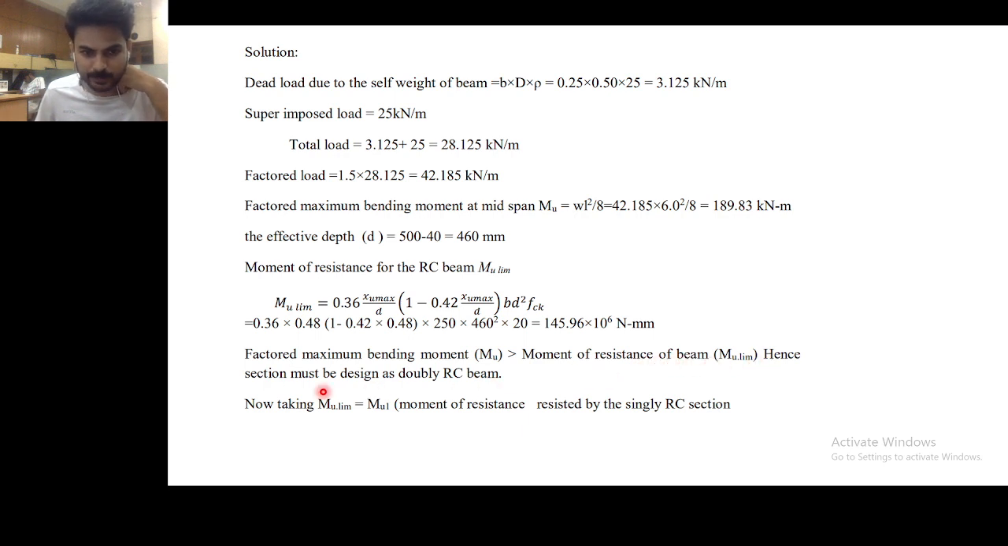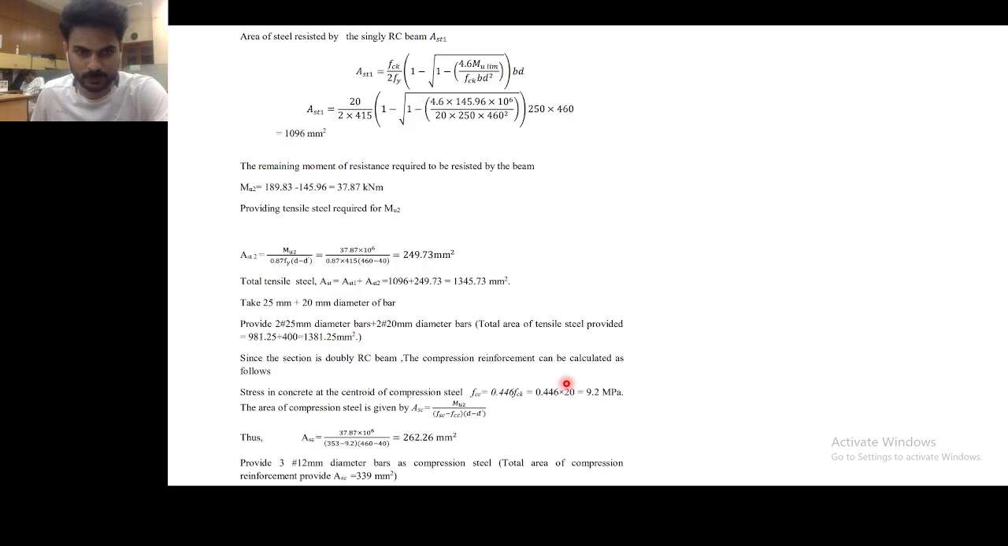Hence, the section must be designed as a doubly reinforced concrete beam. So now taking Mu,lim as Mu1, the moment of resistance restricted by the single reinforced RC section, the remaining Mu we have to design by providing the extra reinforcement in the compression zone. The area of steel restricted by the single RC beam, Ast1, we can directly calculate with the formula we know. So Ast1 we got.